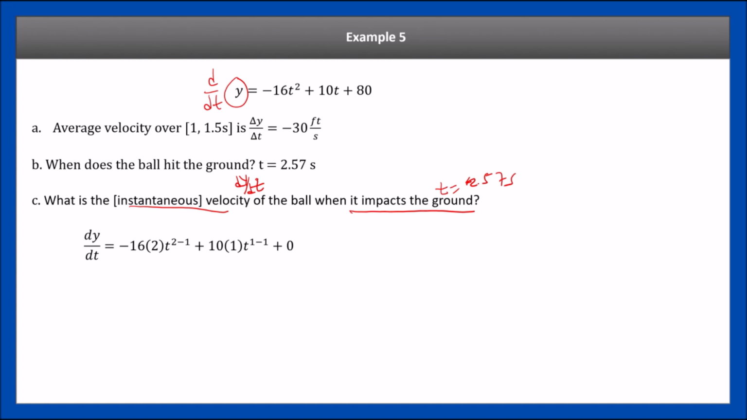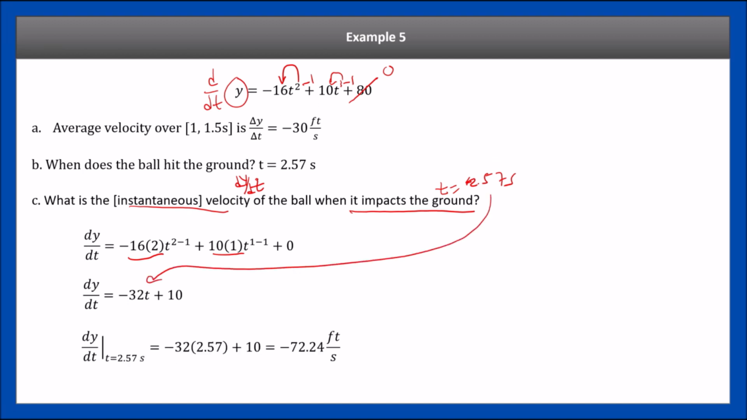We're going to use the power rule. Bring down the 2, subtract 1 from the power. Bring down this invisible 1, subtract 1 from the power. The derivative of a constant is 0, right? So let me multiply these to get negative 32, and this is going to be 10. So our derivative is simply negative 32t plus 10. That's our instantaneous velocity function. Then we plug in 2.57 seconds to find the specific derivative at that time, and you get an instantaneous velocity of negative 72.24 feet per second.